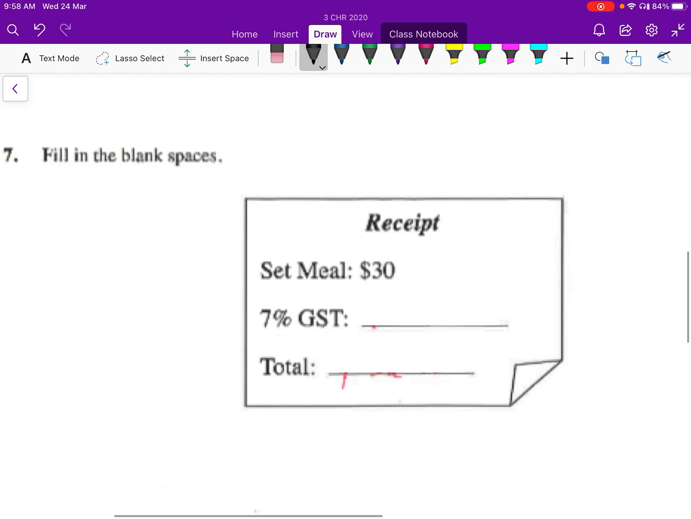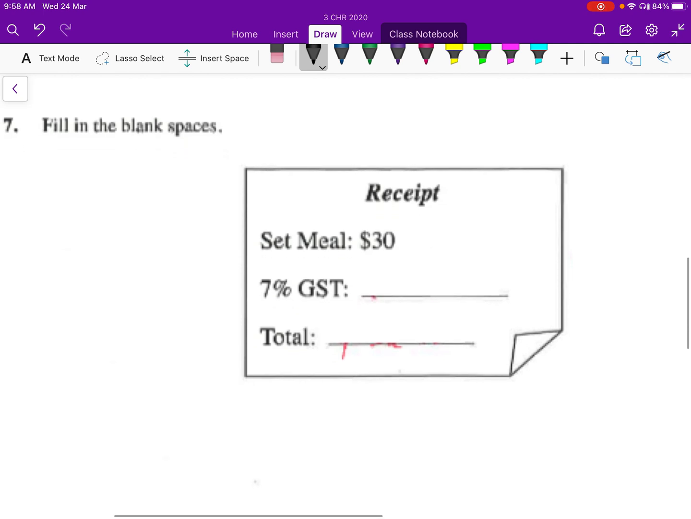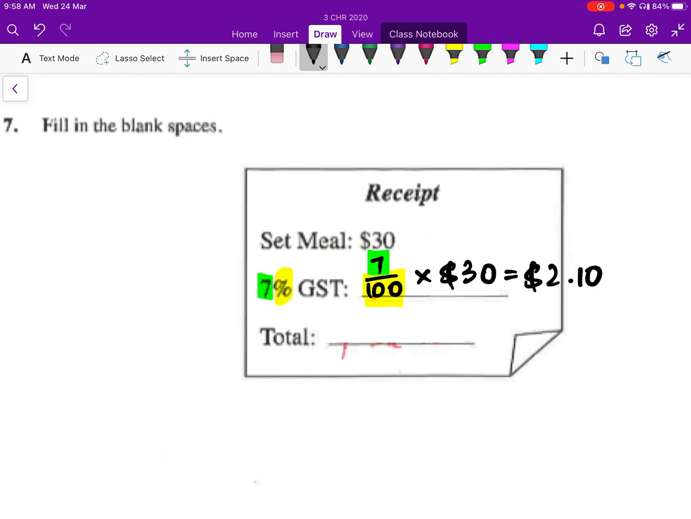Okay, so fill in the blank. You go to a restaurant, $30, 7% GST. How much is that? So that will be $2.10. Okay, so 7% is the same as 7 over 100. So this percent symbol is the same as over 100. Then the 7 is just put on top as the numerator. So 7% of $30 will give us $2.10. So the original meal being $30, now you have to pay $32.10.